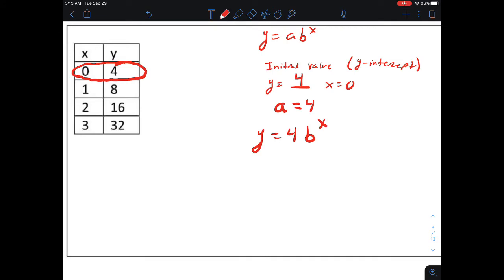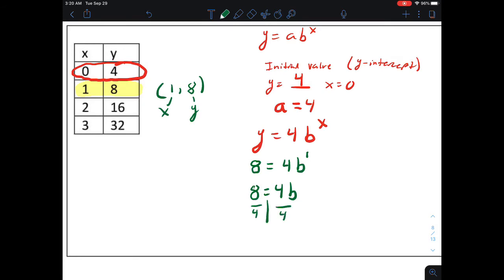And so from here, what we're going to do is use another coordinate, and we're going to solve for b. So we're going to pick, doesn't matter, let's pick the next data point. So the next data point that we have is (1, 8). Now 1 is x, 8 is y. And so we're going to plug in for x and y. So y is 8. So I have 8 equals 4 times b, x is 1. And now we're going to solve. Well, b to the 1 power is just b. So I got 8 equals 4 times b. We divide by 4.